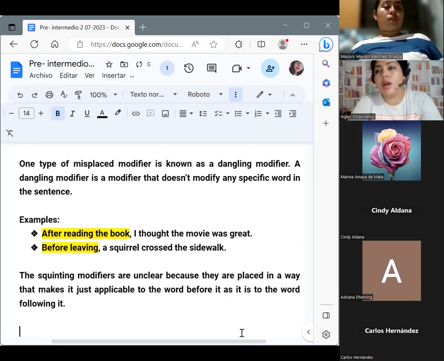Entonces, en ese caso, al posicionar este modificador de esa forma tan imprecisa, lo que hacemos es aplicarla simplemente a antes de la palabra. Ya no podríamos aplicarla a después. Entonces, aquí es donde se hace la confusión. And in this case, we have these examples.